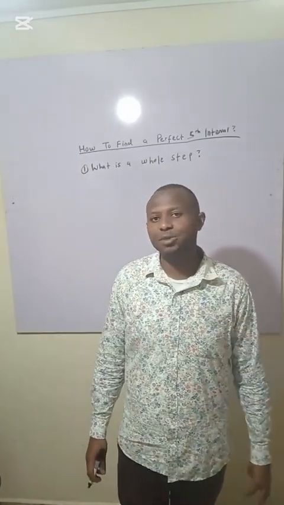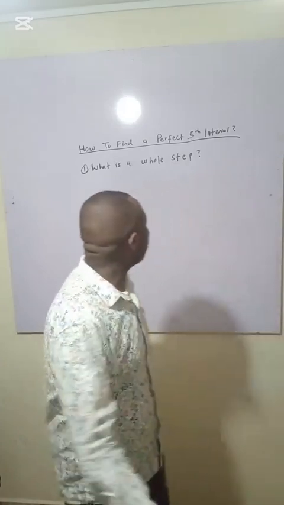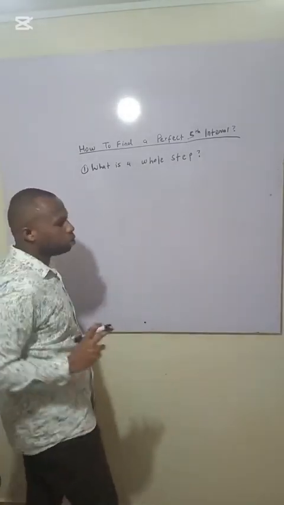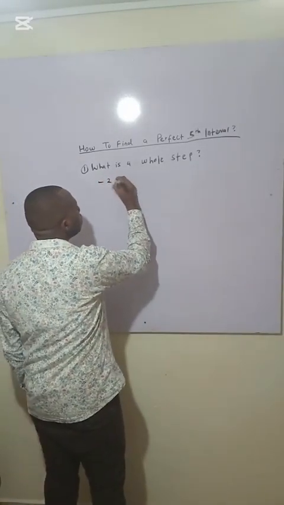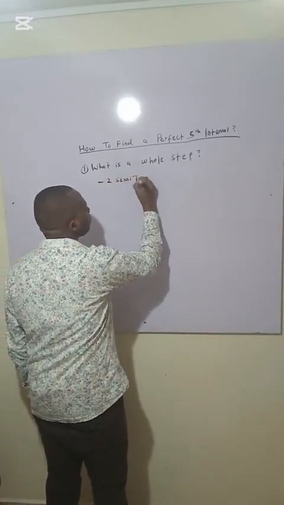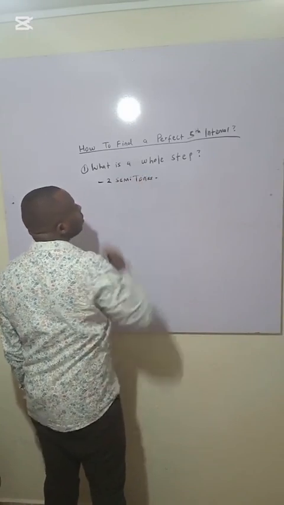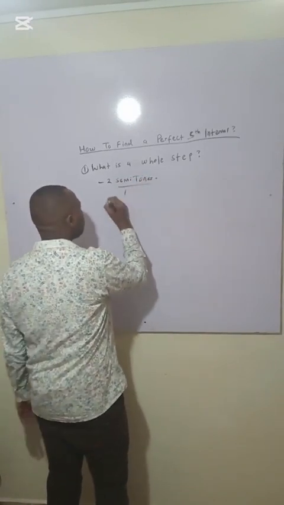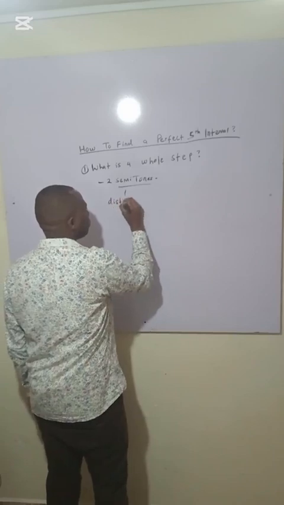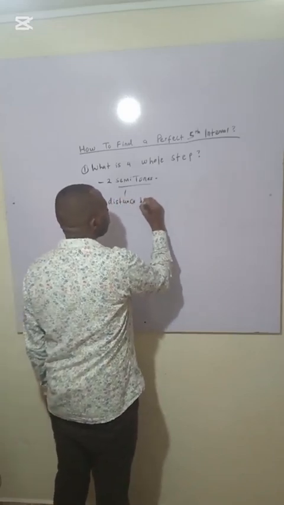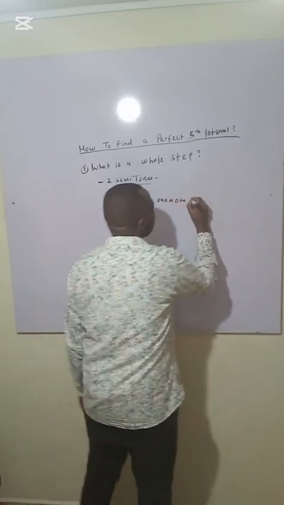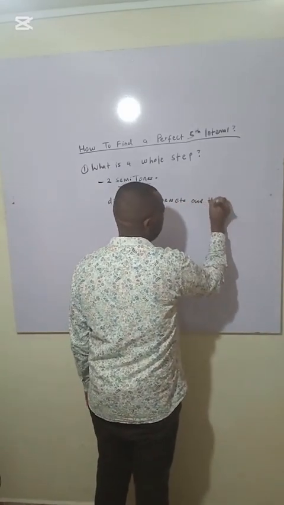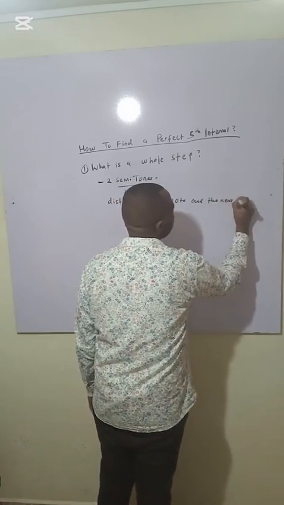Yeah, so guys, I've said that we're answering 3 questions. So the first question is, what is a whole step? A whole step is simply 2 semitones. And what is a semitone? A semitone is simply the distance between one note and the next note. And what do I mean by that?